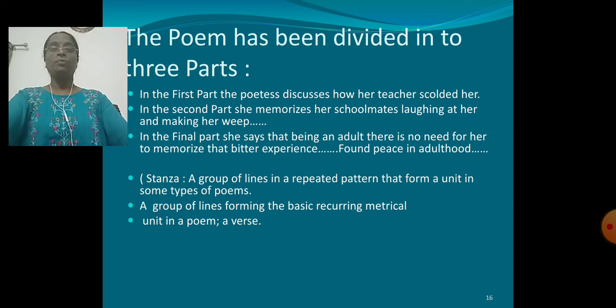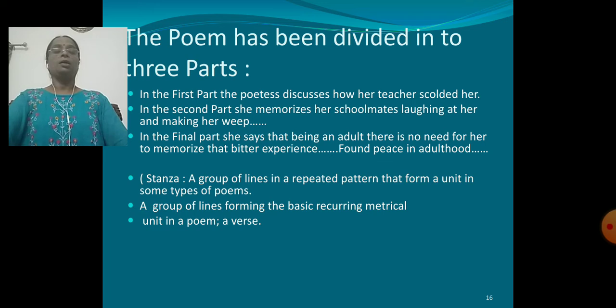Moreover, the chief theme or subject matter of the poem is divided into two parts. In the first part, we can see the description of the painful experience, the sad and painful incident of the kindergarten days. And the second part shows the adult's attitude towards life, the mature attitude toward life and incidents.